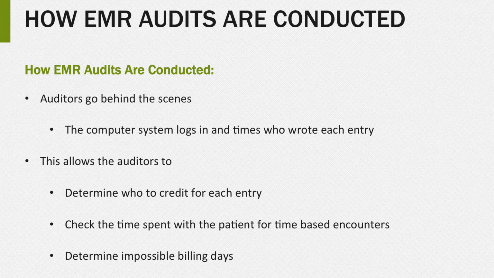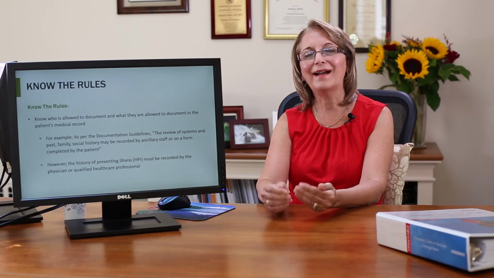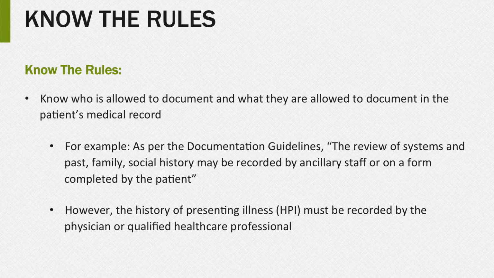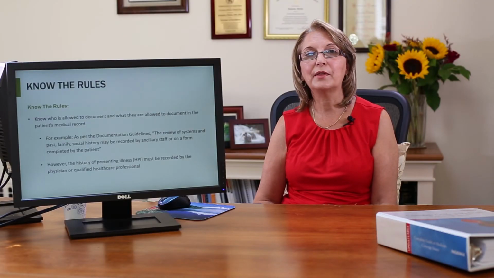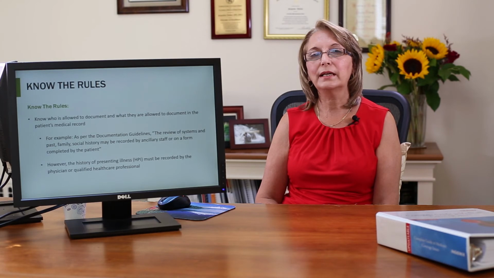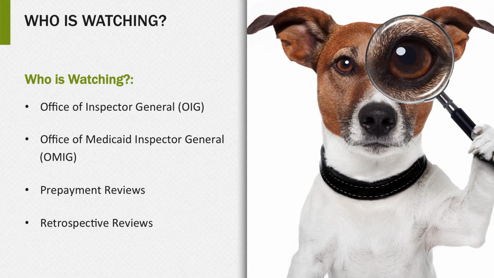So if you look at this, it allows us to determine what to give credit for. It allows us to check time on time-based encounters, and it also allows us to determine impossible billing days. Know the rules. You need to know who is allowed to document what in that electronic health record. For example, the review of systems, past family and social history may be recorded by ancillary staff as per the documentation guidelines. However, the history of the presenting illness needs to be documented by the provider of service. So we can now actually go behind the scenes within that note to see who documented that HPI.